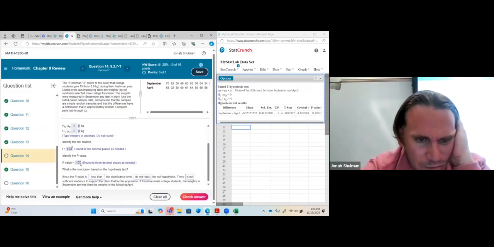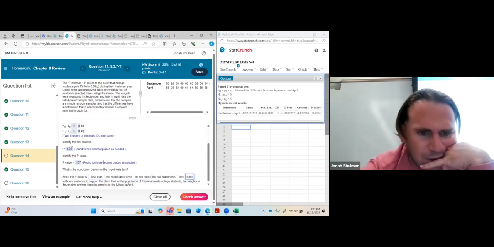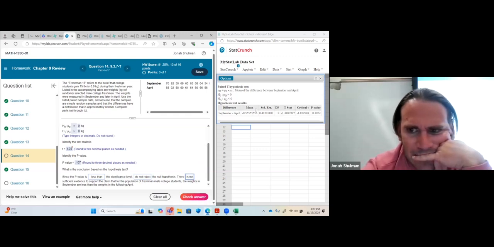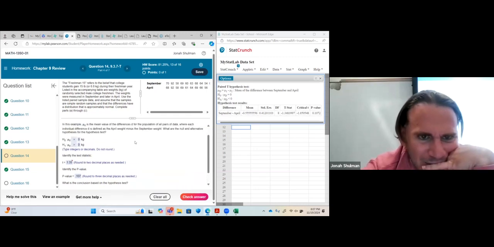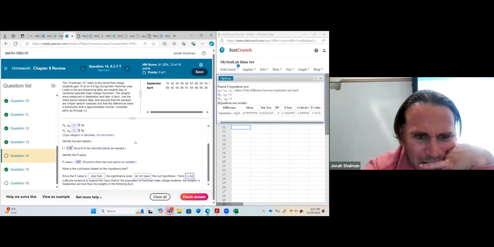Since the p-value is less than significant level, we do not reject the null. There is not significant evidence. Our p-value is less than the 0.05 level. Our critical value seems to be, it's at the 0.05 level though, right? 0.05.